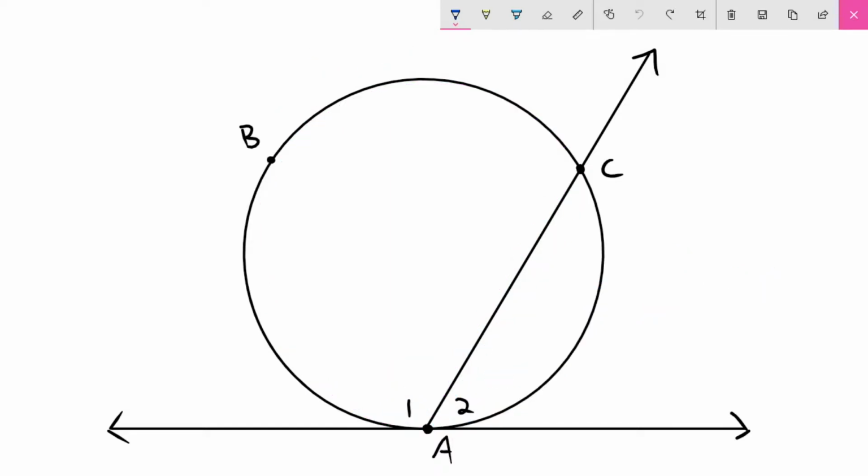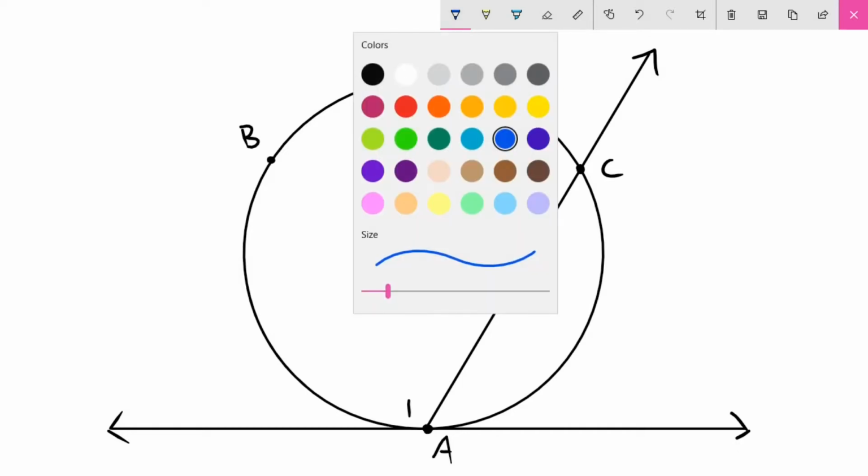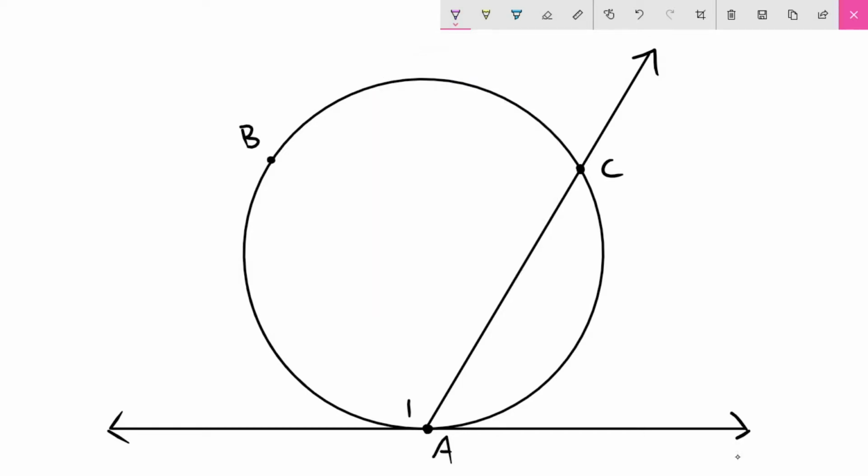Let's say in this situation that they told me, look at this, I'm going to erase the 2. They told me that this angle right here was 50 degrees. How would I find the measure of arc AC? That would be from A to C. Well, remember, the angle right there is always half of the measure of the arc. So the measure of arc AC would be 2 times the 50 degrees. So the measure of AC would be 100.